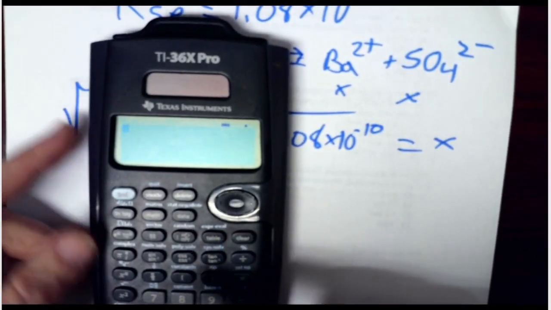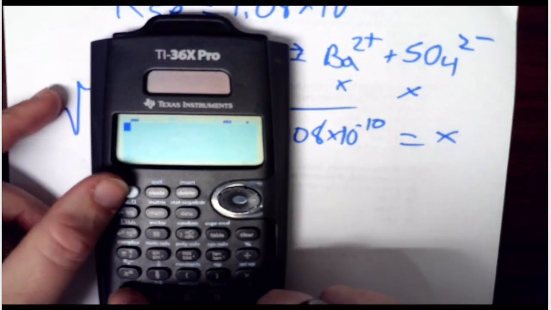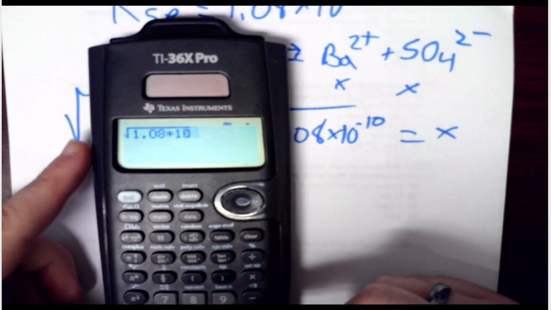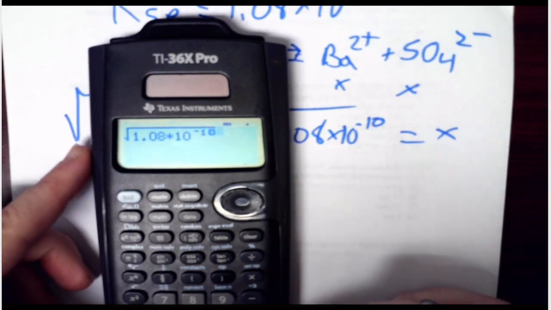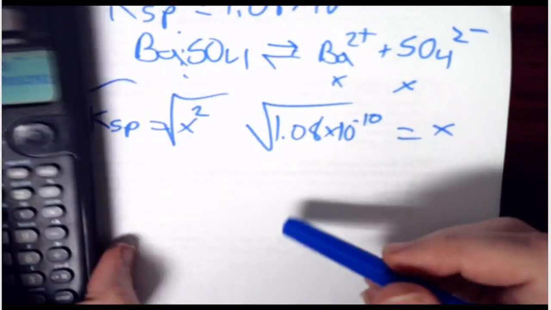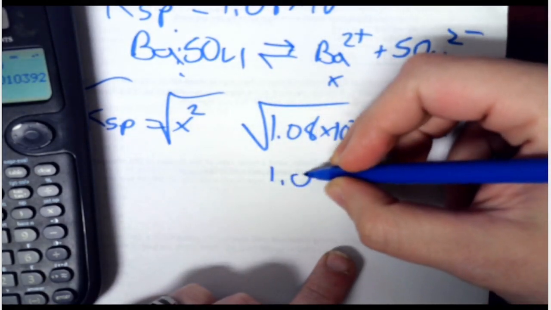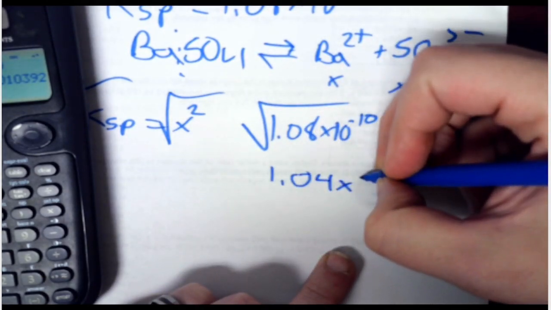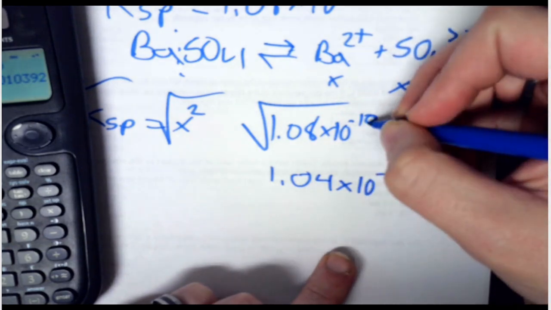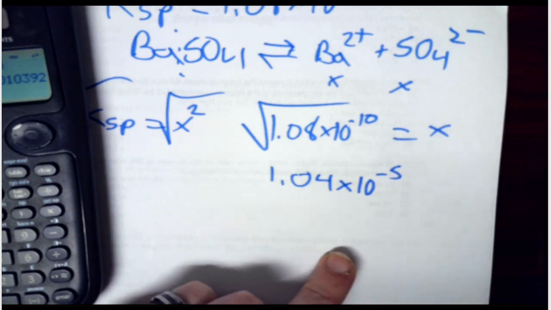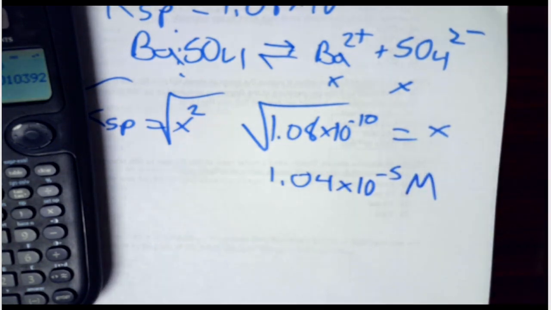We can do that. Square root of 10^-8 times 10^-10, which is a really small number. It's something like 1.04 times 10 to the negative 5th. Really small concentration. Some does dissolve, but not a whole lot. Not a whole lot at all.